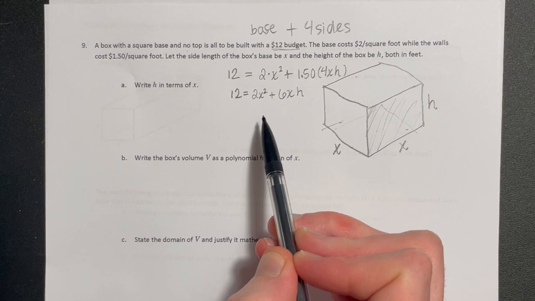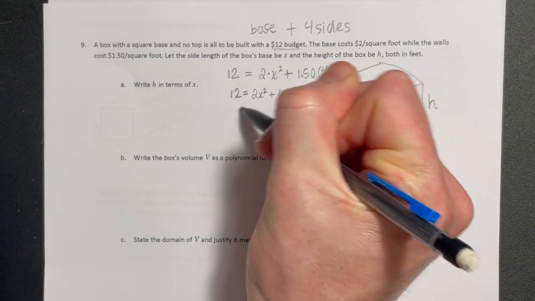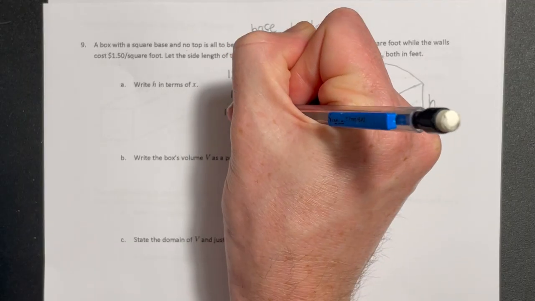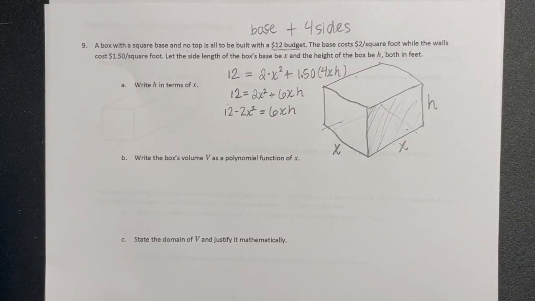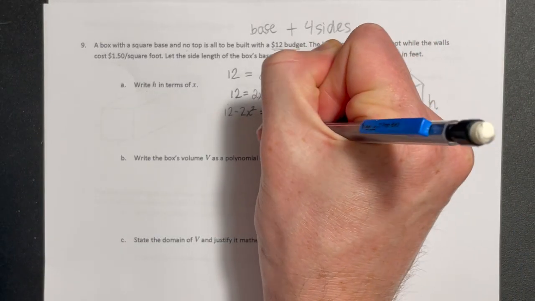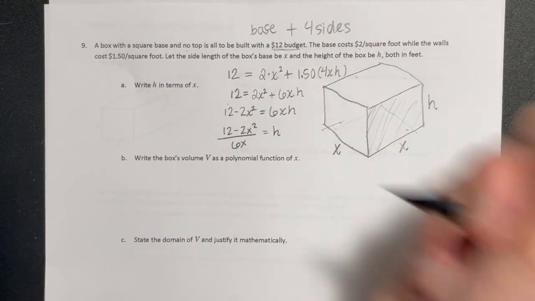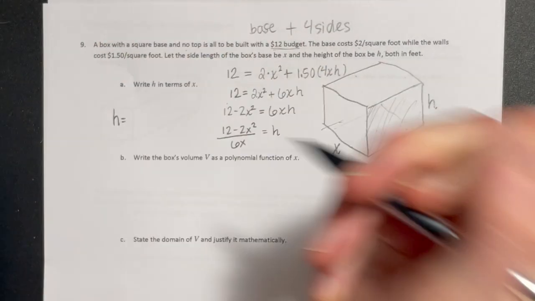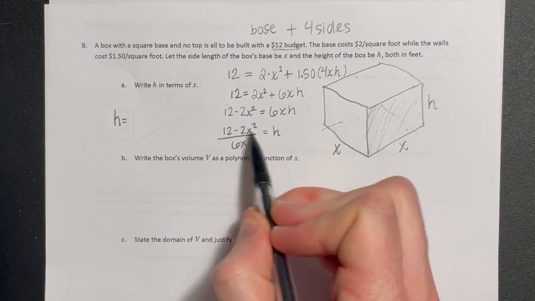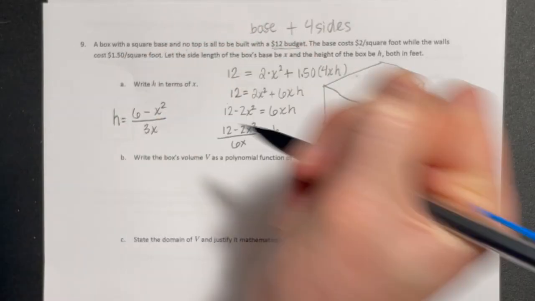This equation can be used to write h in terms of x. So we want to solve for h. That would mean I move this 2x squared over, so let's subtract it. And then we can divide by 6x. That could be reduced, so if I reduce by a factor of 2, everything is divisible by 2. We get 6 minus x squared over 3x.